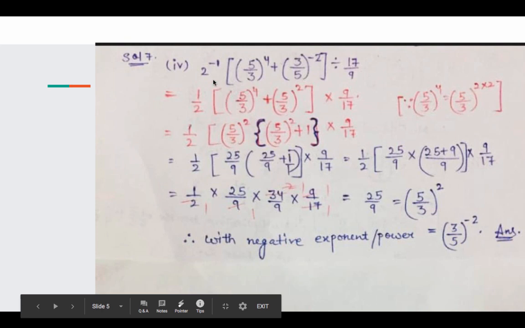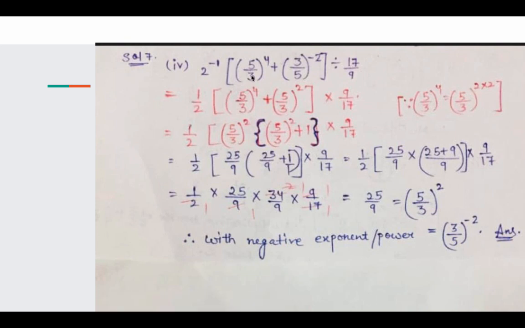Let's see how. 2 raised to power minus 1 means 1 by 2. 5 by 3, whole raised to power 4, plus 3 by 5 raised to power minus 2. Again change the negative power to positive. How? 5 by 3, whole raised to power 2. Reciprocal we have to take and the power becomes positive. Into, yeah, here it is division, divided by 17 by 9. Division, you all know, changes to multiplication. How? Take the reciprocal, 9 upon 17.